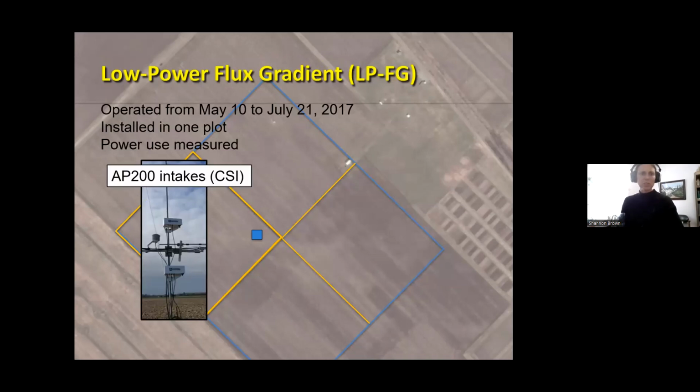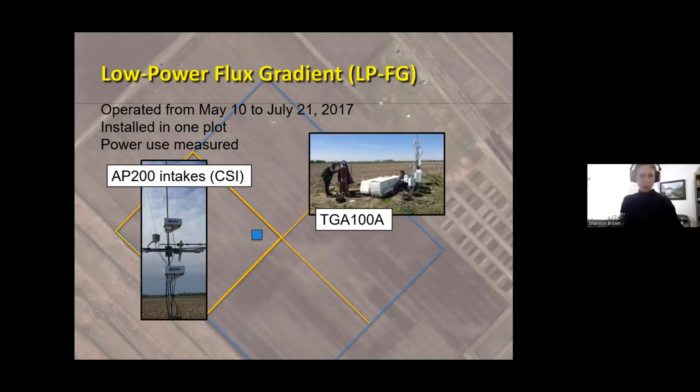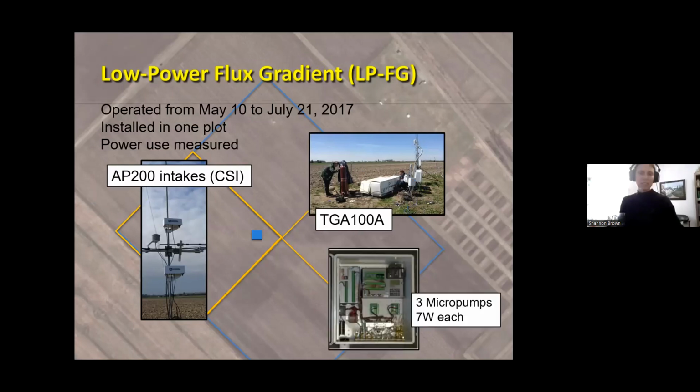So the system consisted of 2 AP200 intakes. What makes this system low power, different from typical operation of the TGA-100A, is that instead of a large pump that would be close to 600 watts, the air is being drawn from the intakes to the analyzer using 3 micropumps that use just 7 watts each.